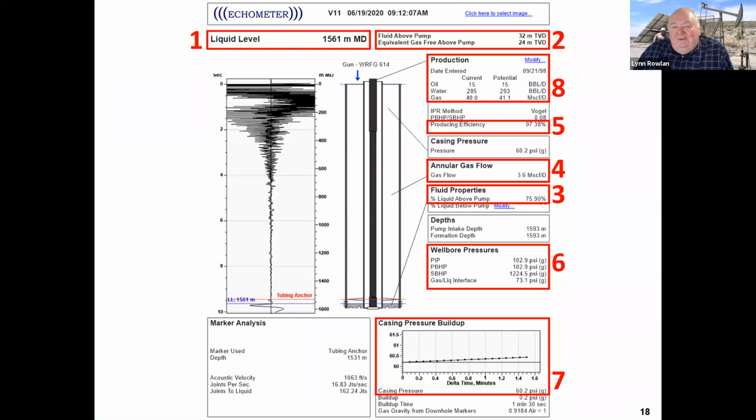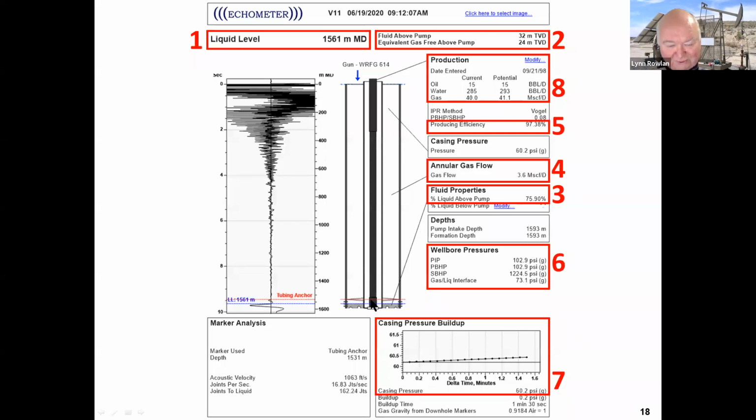Now, this is a report out of the TAM software after you shoot a fluid level. And this is the answers to the questions like, here's the distance of the liquid, and here's the effect of the gas, the feet of fluid above the pump. This is your maximum production rate from the well. The potential, a little bit more. So we're producing pretty high, because look, the fluid level is darn close to the pump.